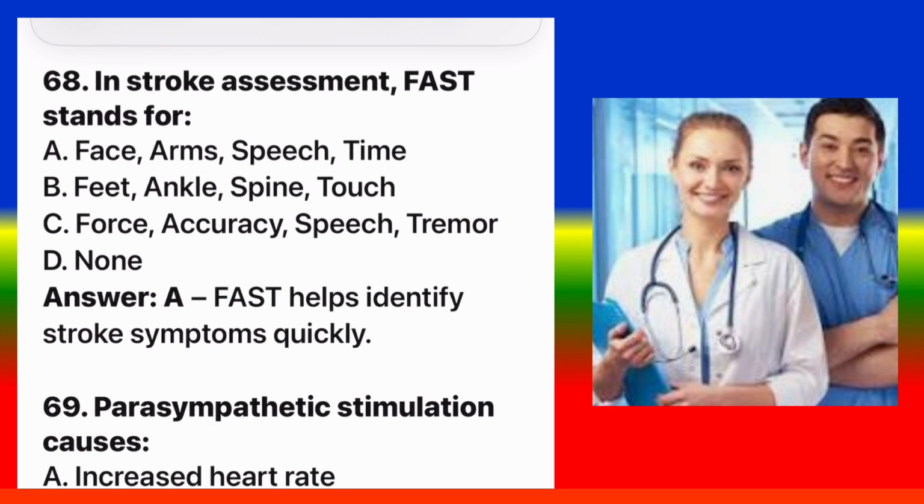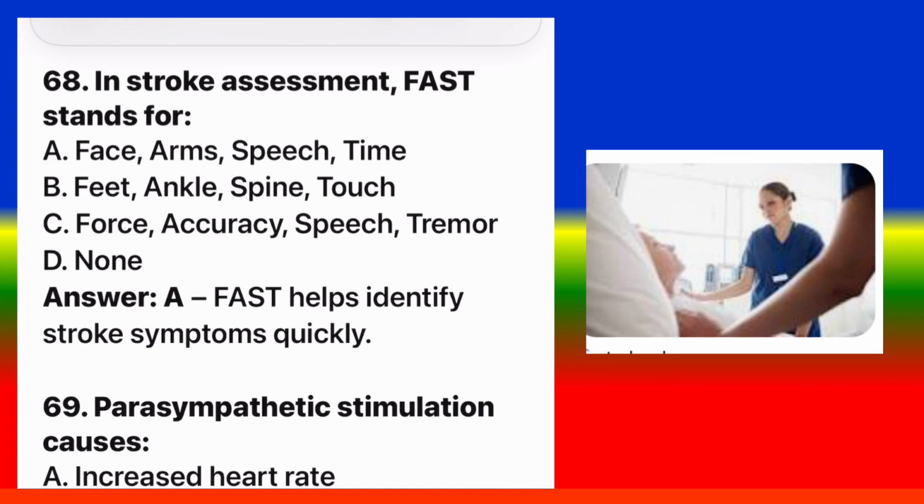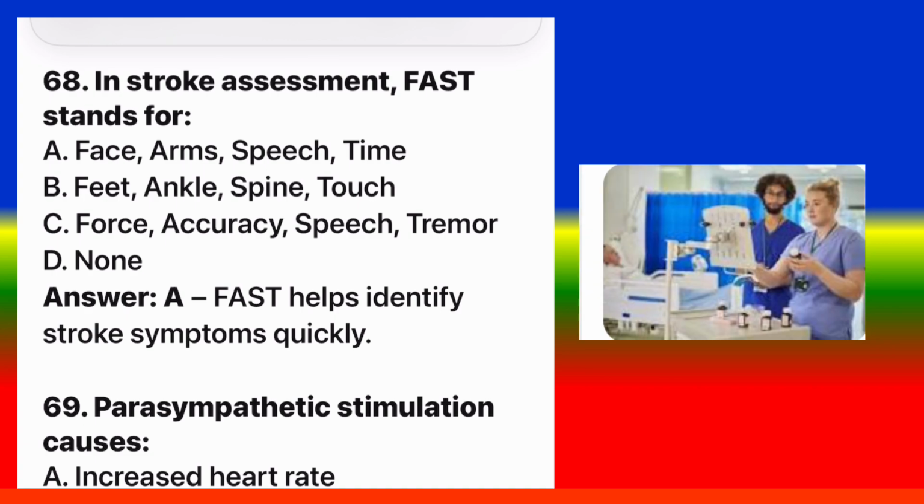68. In stroke assessment, FAST stands for A. Face, arms, speech, time, B. Feet, ankles, spine, touch, C. Force, accuracy, speech, tremor, D. None. Answer A. FAST helps identify stroke symptoms quickly.